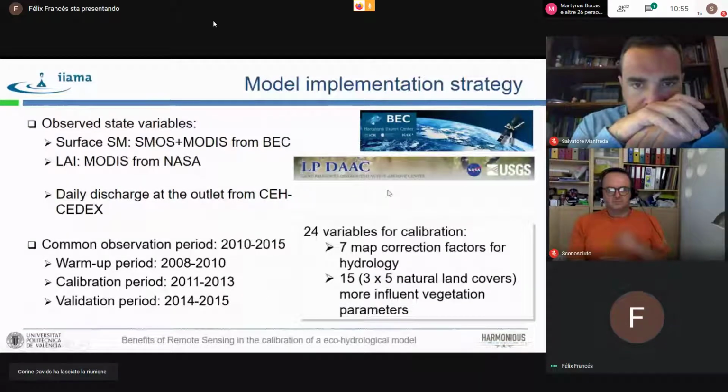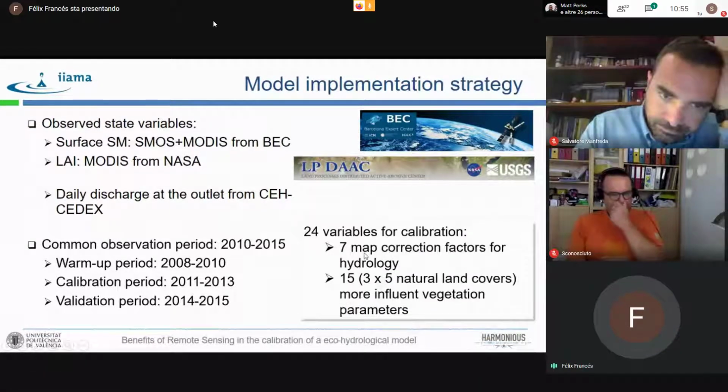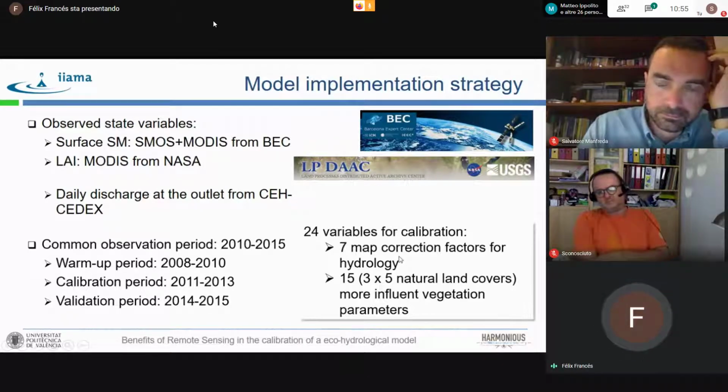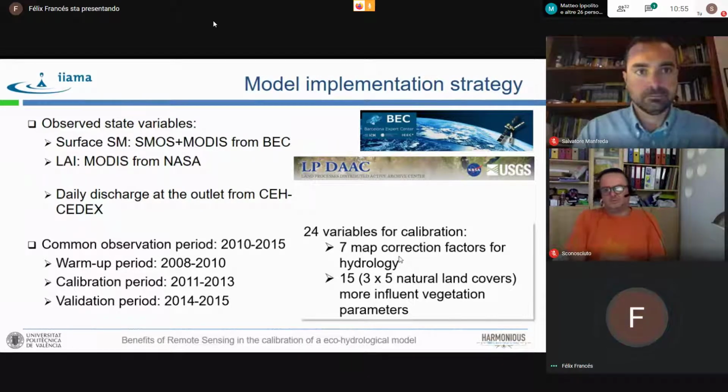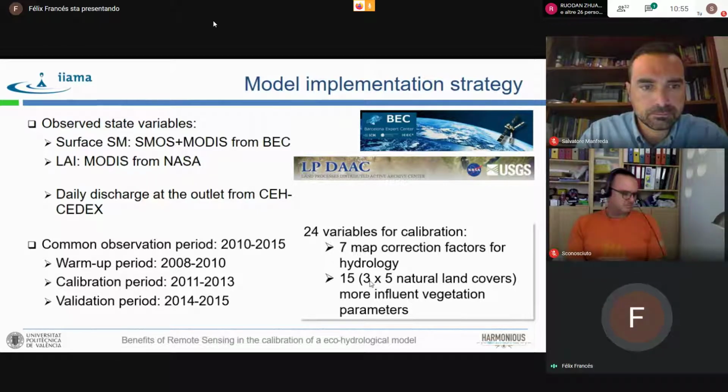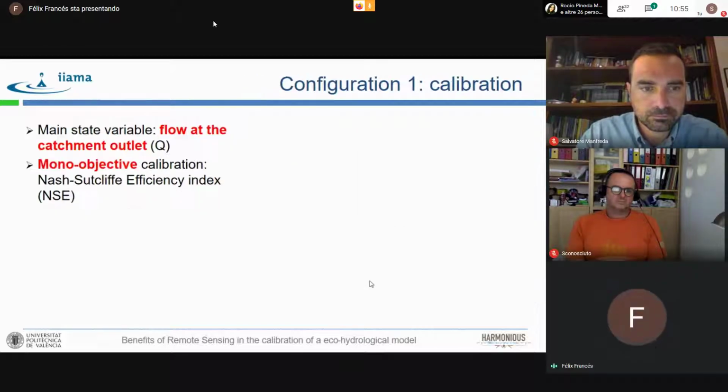At the end, what we calibrate are only seven correction factors for hydrology, because this is an ephemeral river. Then the groundwater is not working, of course. And concerning vegetation, actually only three parameters or influent times five main natural land covers. Then we have 7 plus 15 variables to be calibrated.